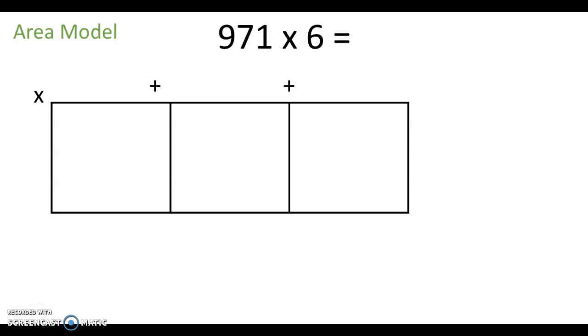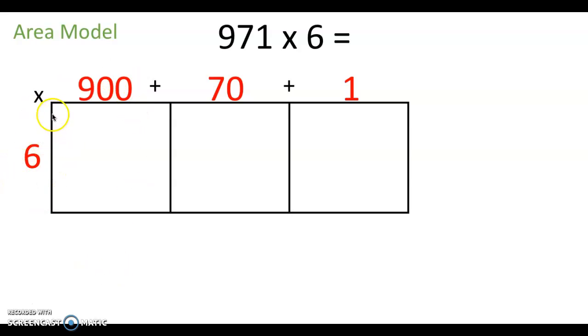971 times 6 using the area model. We know that we need to draw a box that has 3 boxes for our 3 digits. Then we'll put 971 in expanded form. That would be 900 plus 70 plus 1, with our 6 on the side.